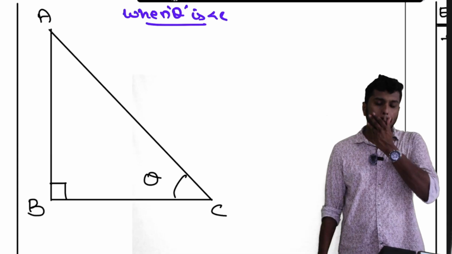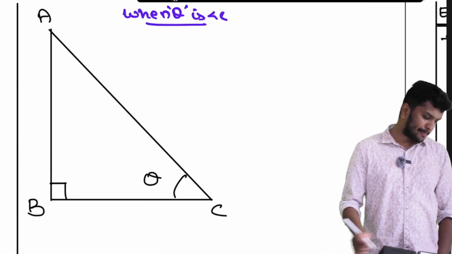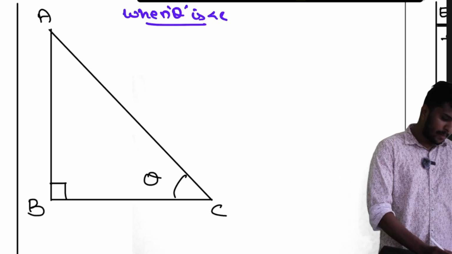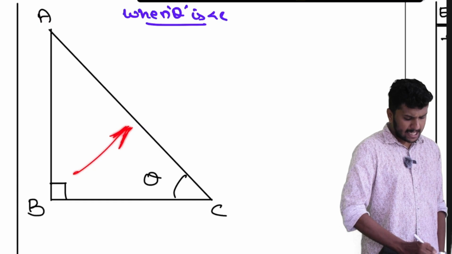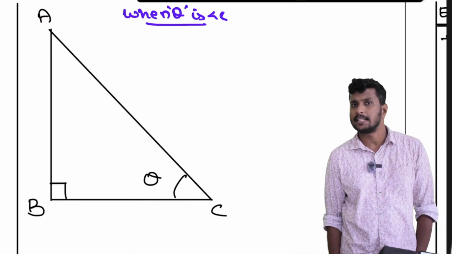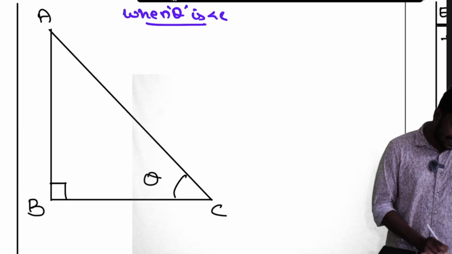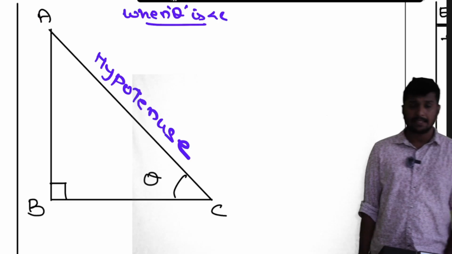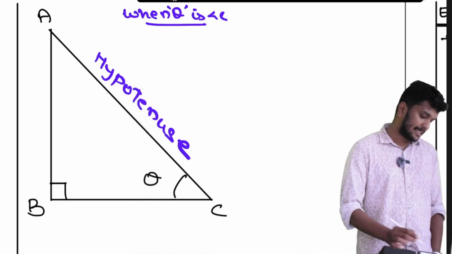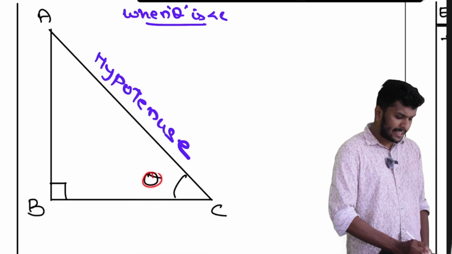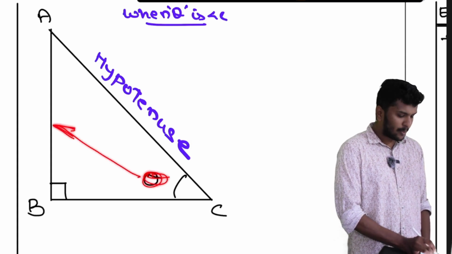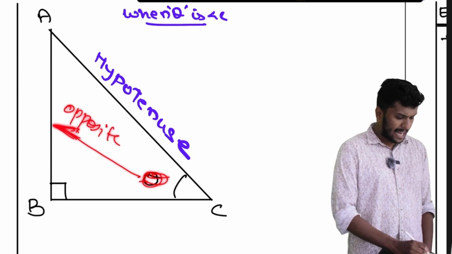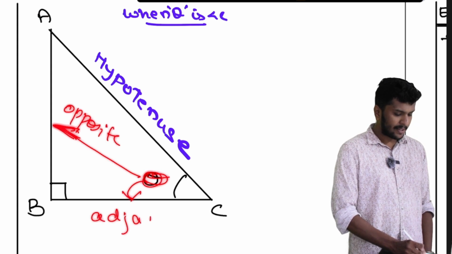With respect to theta, is there any change in the hypotenuse? No, because the side opposite to the 90-degree angle, we always call the hypotenuse. So here we have AC as the hypotenuse. Now, my dear friends, if you have theta, this is called the opposite, and this is called the adjacent.